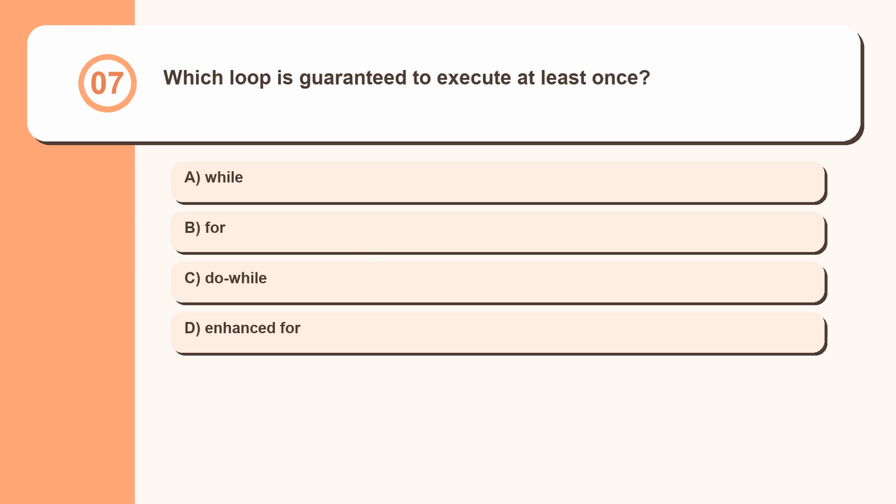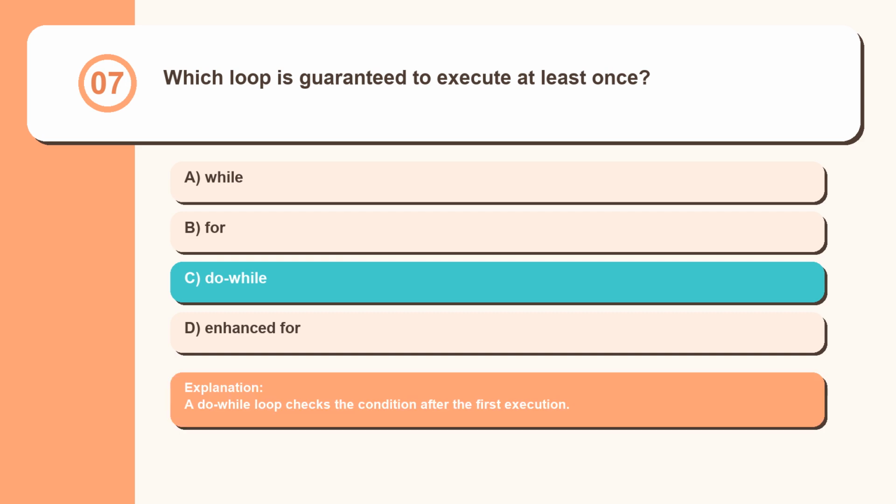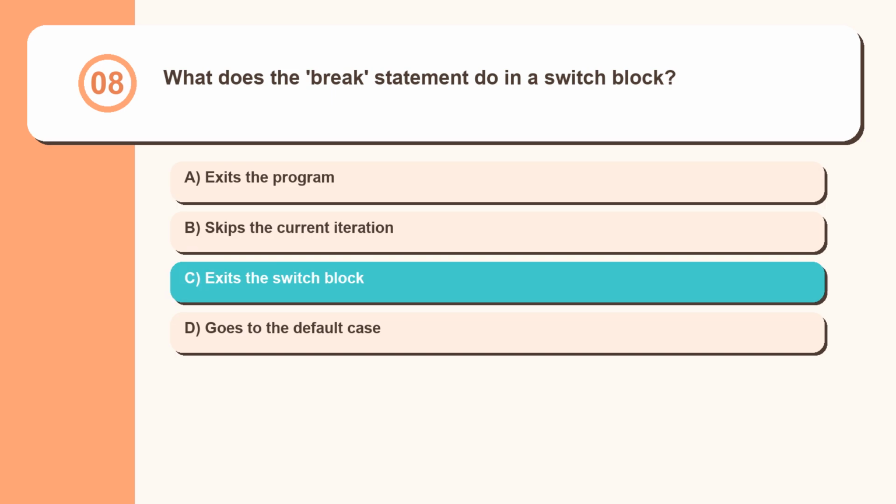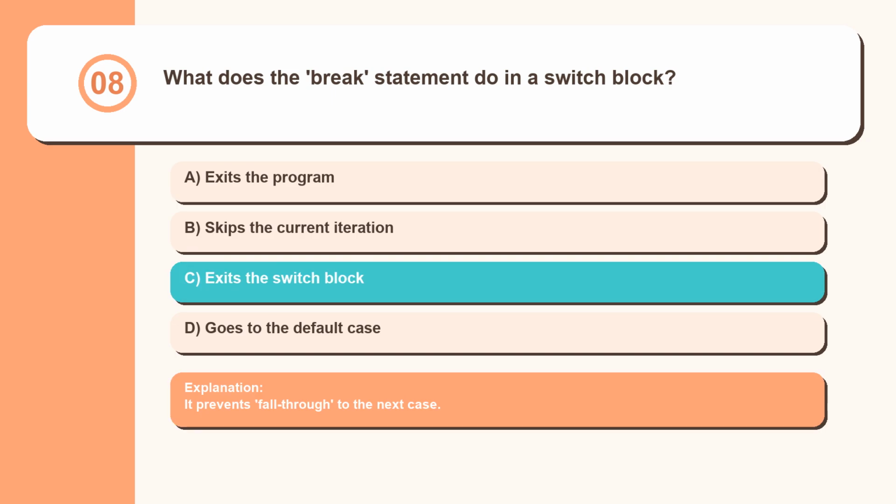Question 7. Which loop is guaranteed to execute at least once? while, for, do-while, enhanced for. A do-while loop checks the condition after the first execution. Question 8. What does the break statement do in a switch block? Exits the program, skips the current iteration, exits the switch block, goes to the default case. It prevents fall-through to the next case.